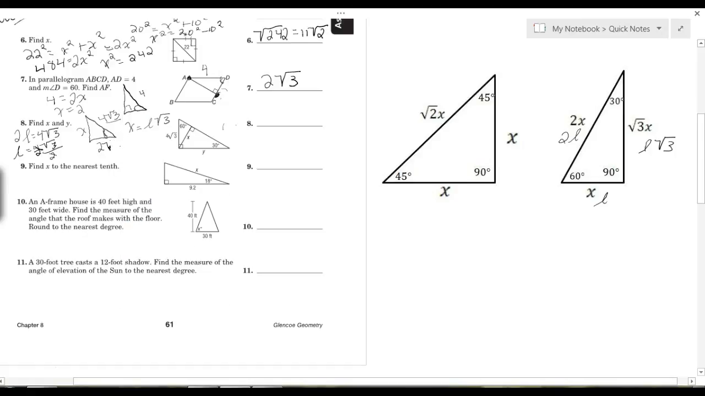There we go. 2 times the square root of 3. So if L equals 2 times the square root of 3, then x equals 2 times the square root of 3 times the square root of 3. And when I multiply these two together, it just ends up being 3. So x equals 2 times 3. So x equals 6. So I'm going to go ahead and write that on my answer line. X equals 6.